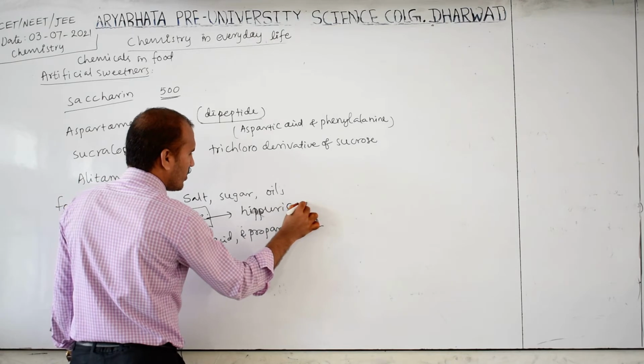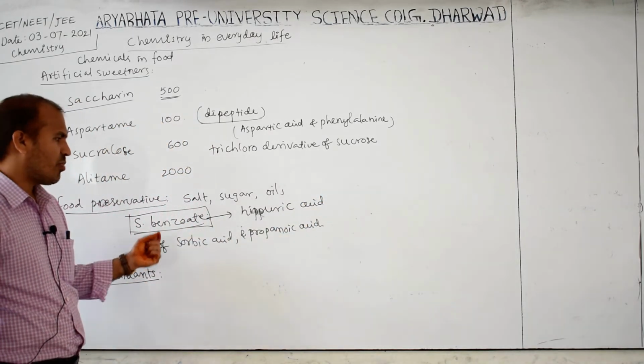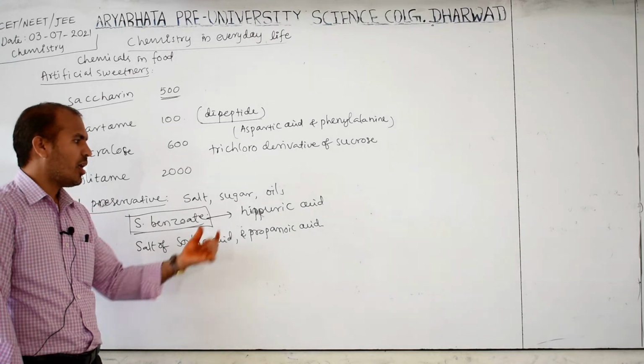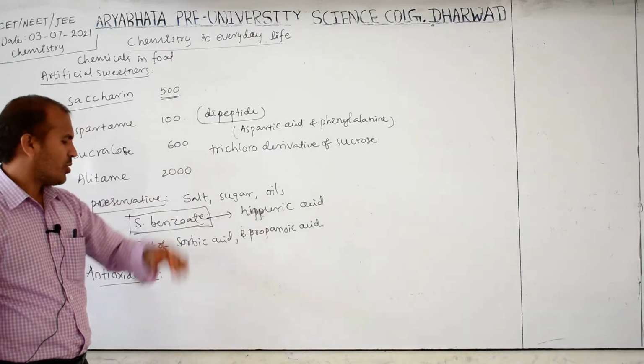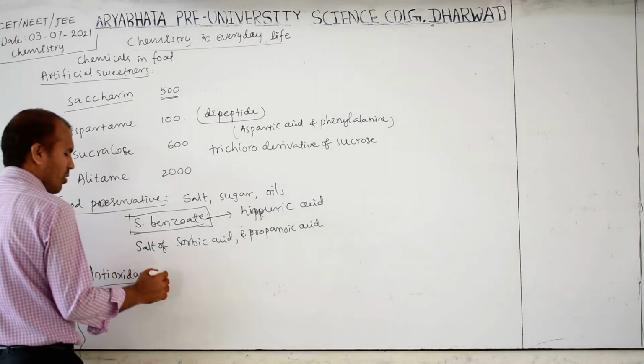Hippuric acid, and this is excreted through urine. That is also important. Sodium benzoate in our body, how is it converted? Hippuric acid and excreted through urine. Antioxidants are very, very important.